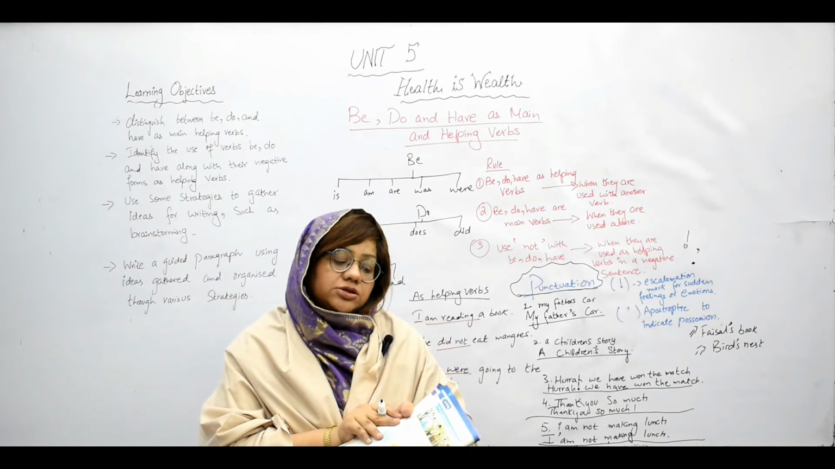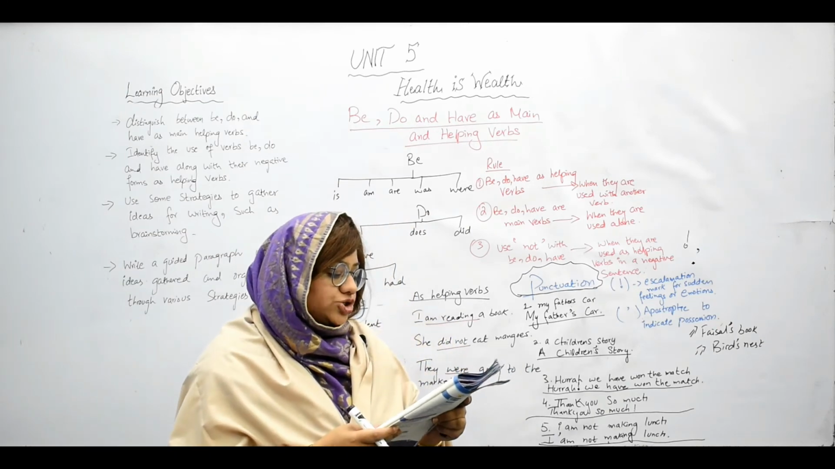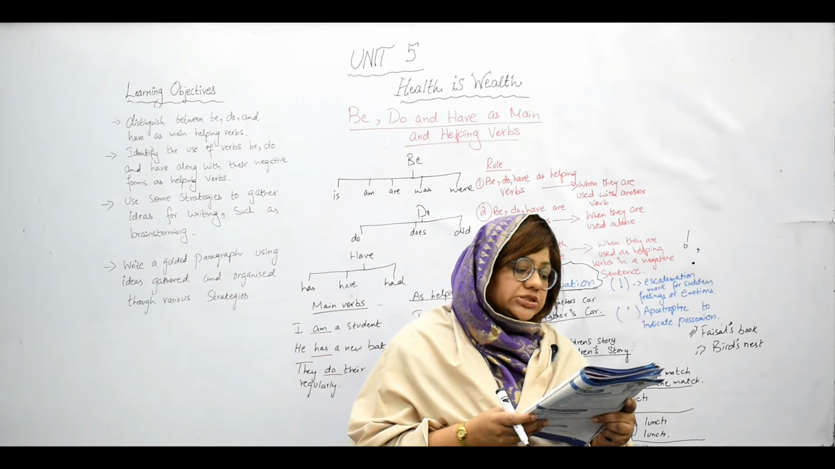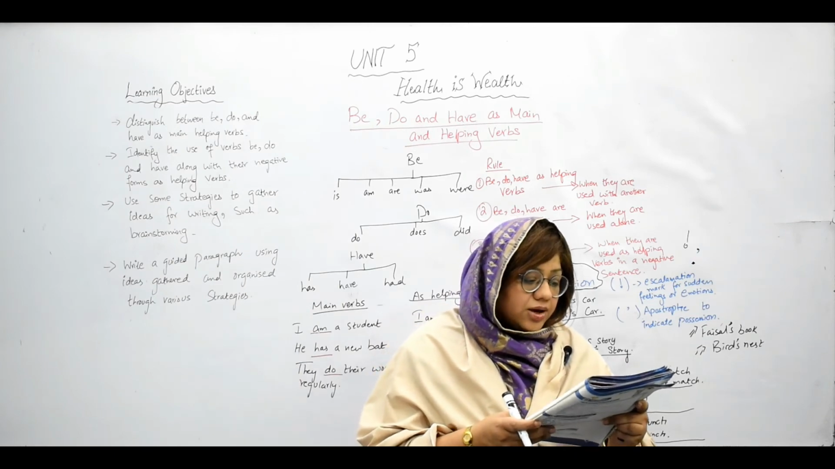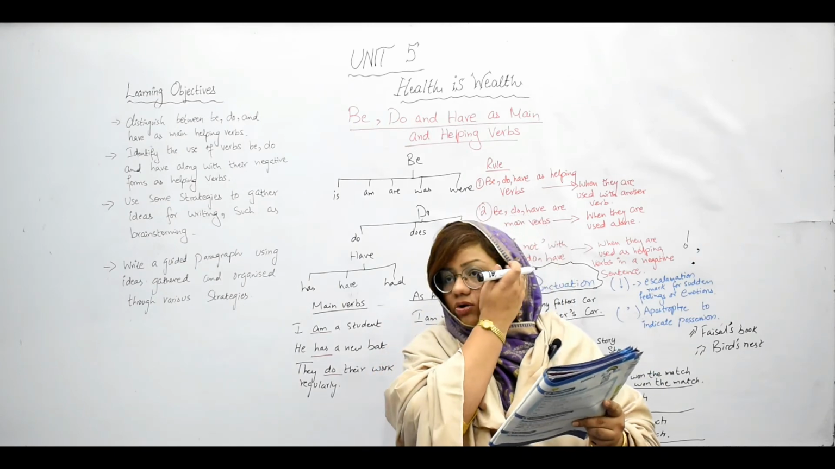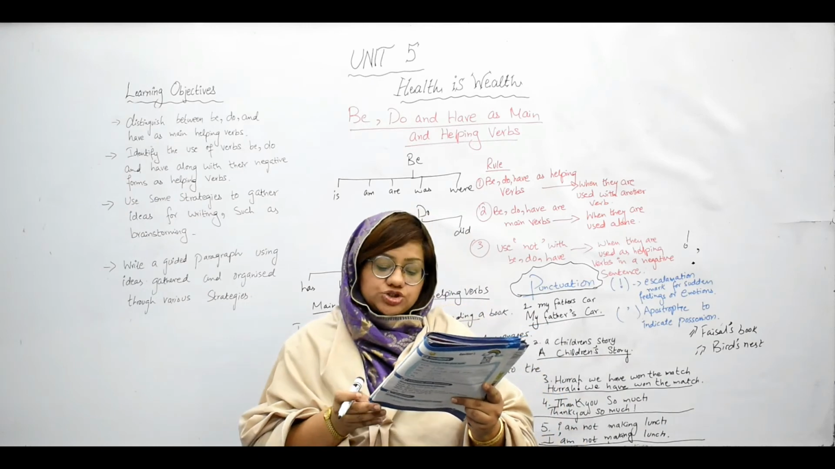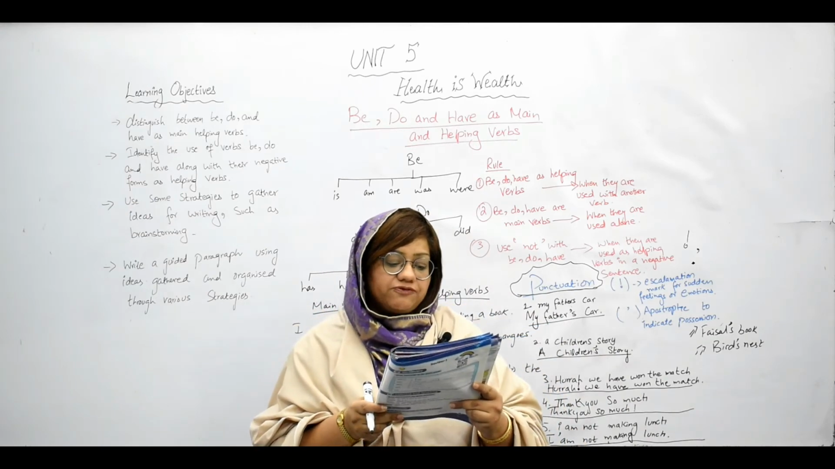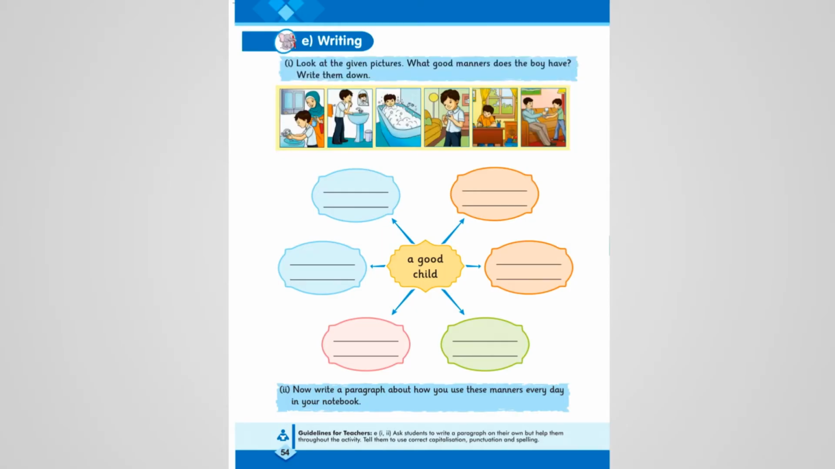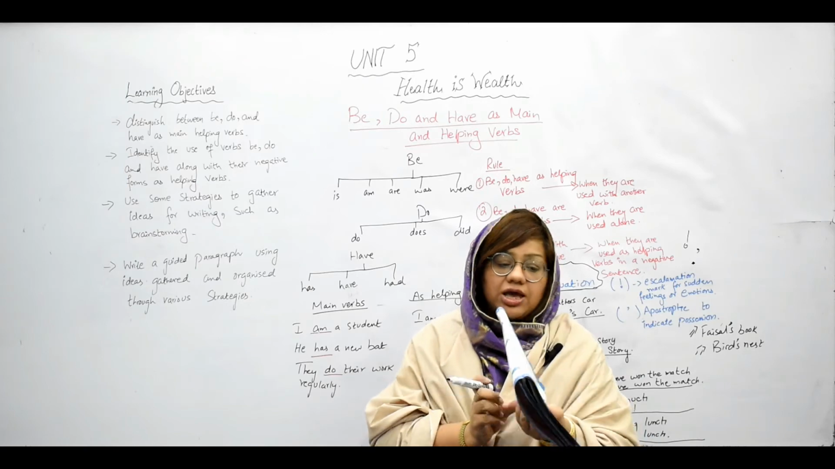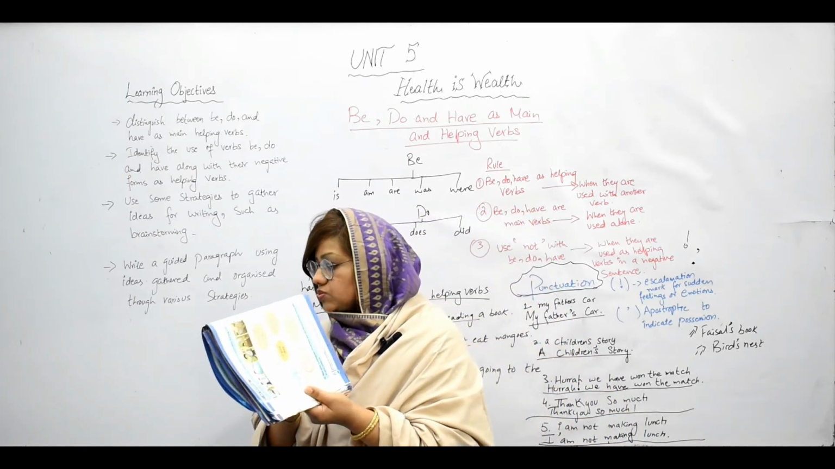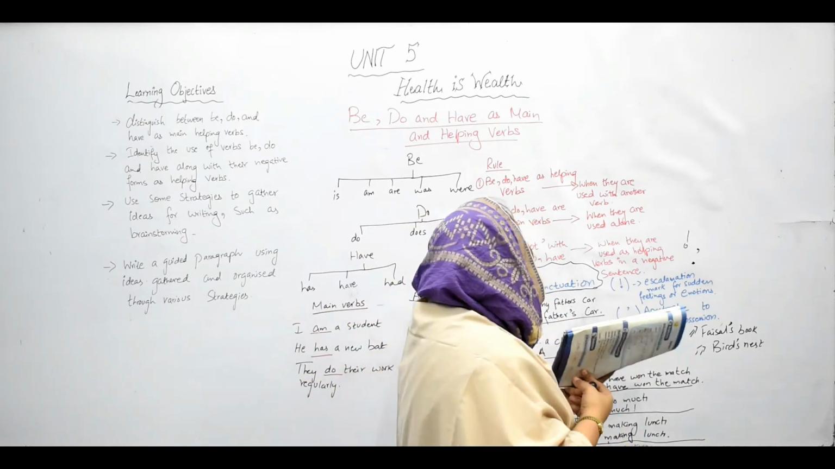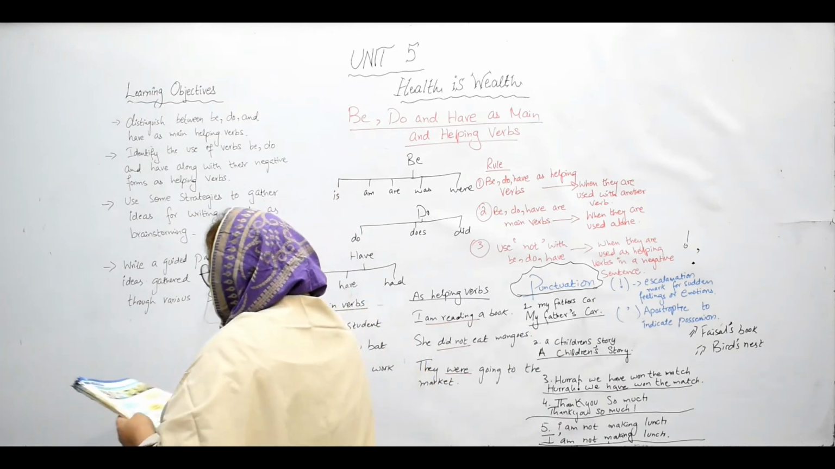Look at the given pictures. What good manners does the boy have? Write them down. These pictures are shown in your book, page number 54. You need to explain these pictures in your own words. Let's erase this and use the given form.